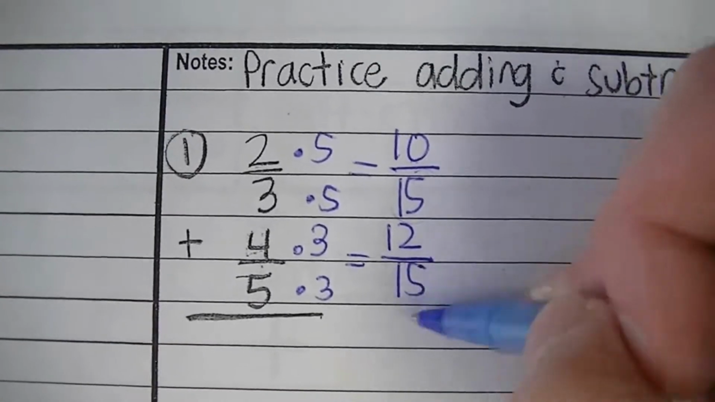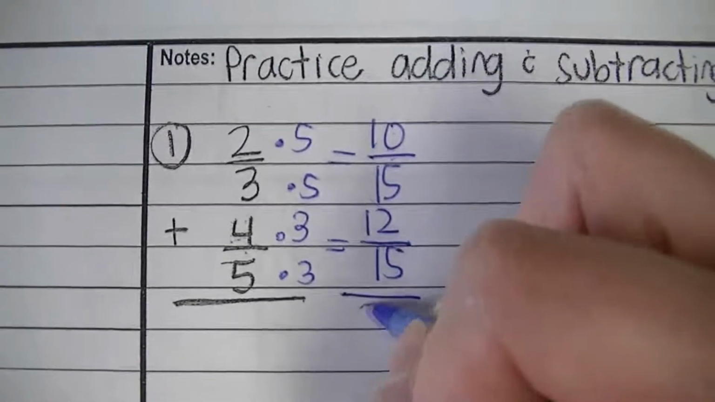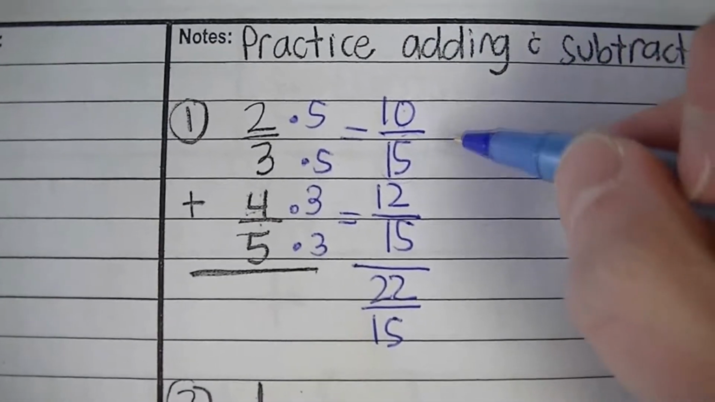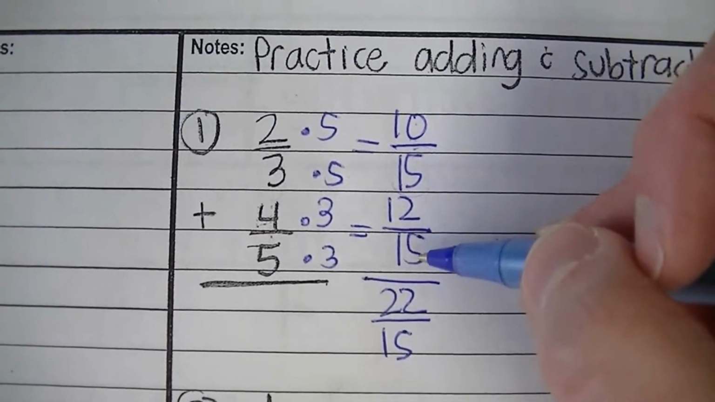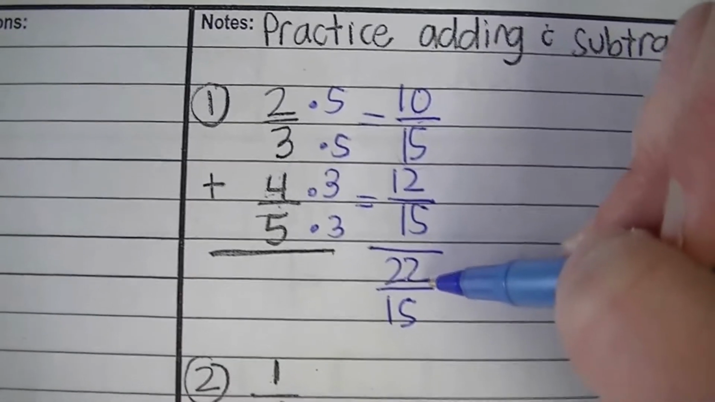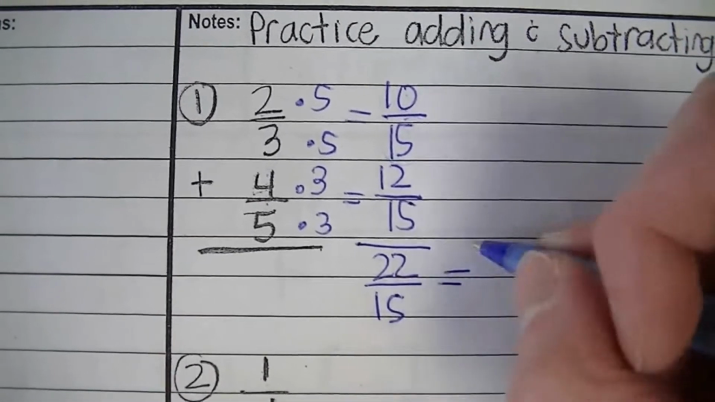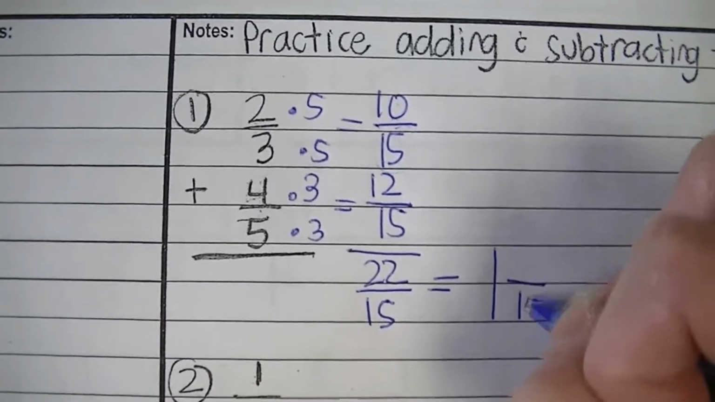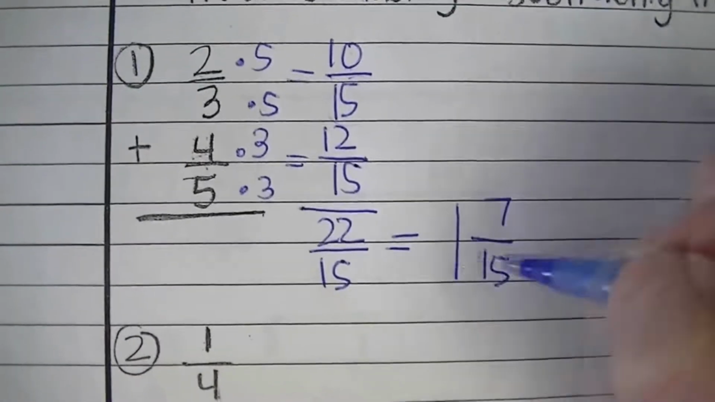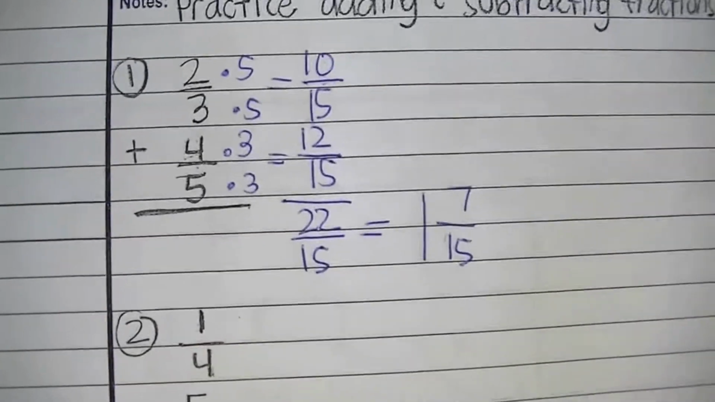Now we have the same size pieces, and now it's easier to add. 10 plus 12 is 22. 22/15 is the answer to 10/15 plus 12/15. Or if you add 2/3 plus 4/5, the answer is 22/15. You can also convert that into a mixed number. 15 fits into 22 one whole time. Keep that same denominator, and there would be 7 left over. Okay, so 22/15 is the same size as 1 and 7/15.